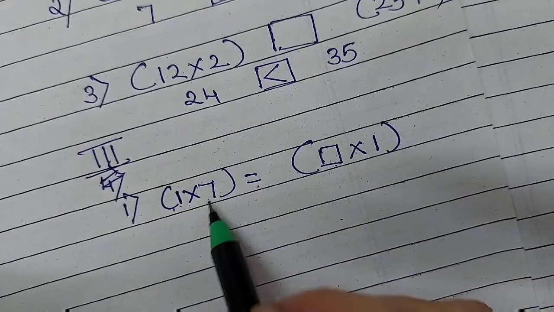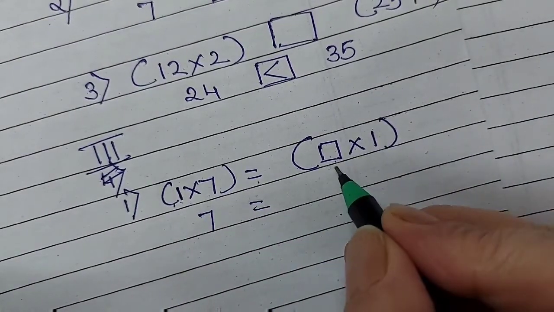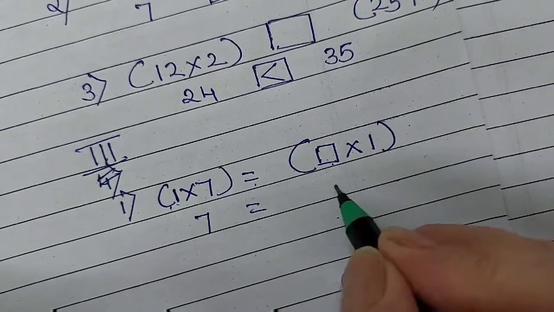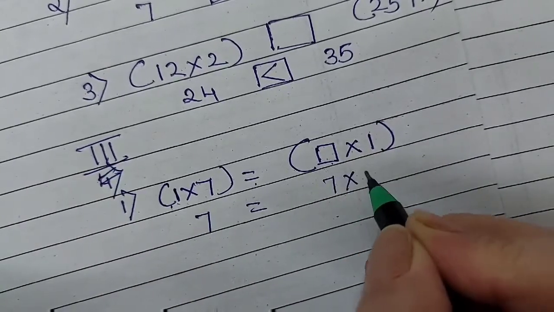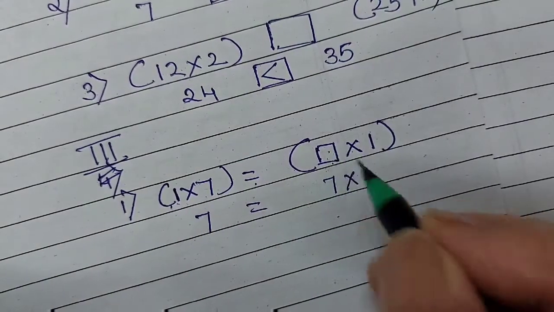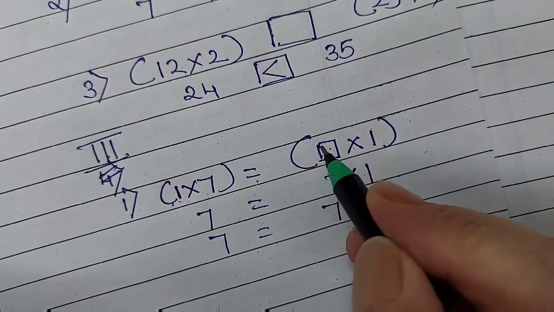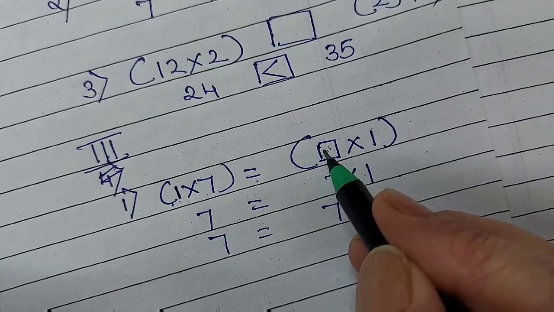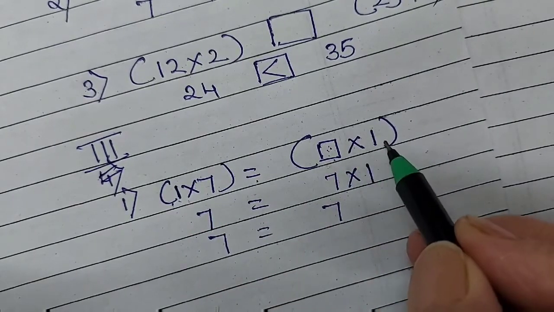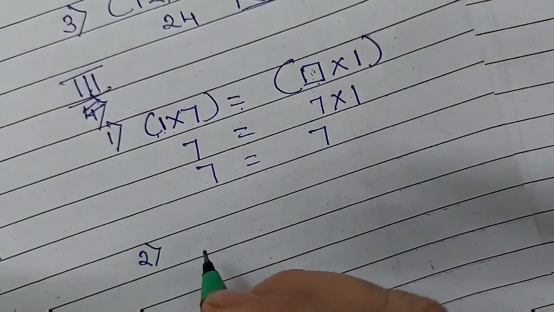Now here 1 into 7 is 7. 1 7s are 7 is equals to, now you have to find out which number will come here into 1. If we want the answer 7, we will have to write here 7 into 1. Understood? So we have to write this number in the box. What will come in the box? The number that will come is 7. 1 7s are 7 and 7 1s are 7. So it becomes an equality.